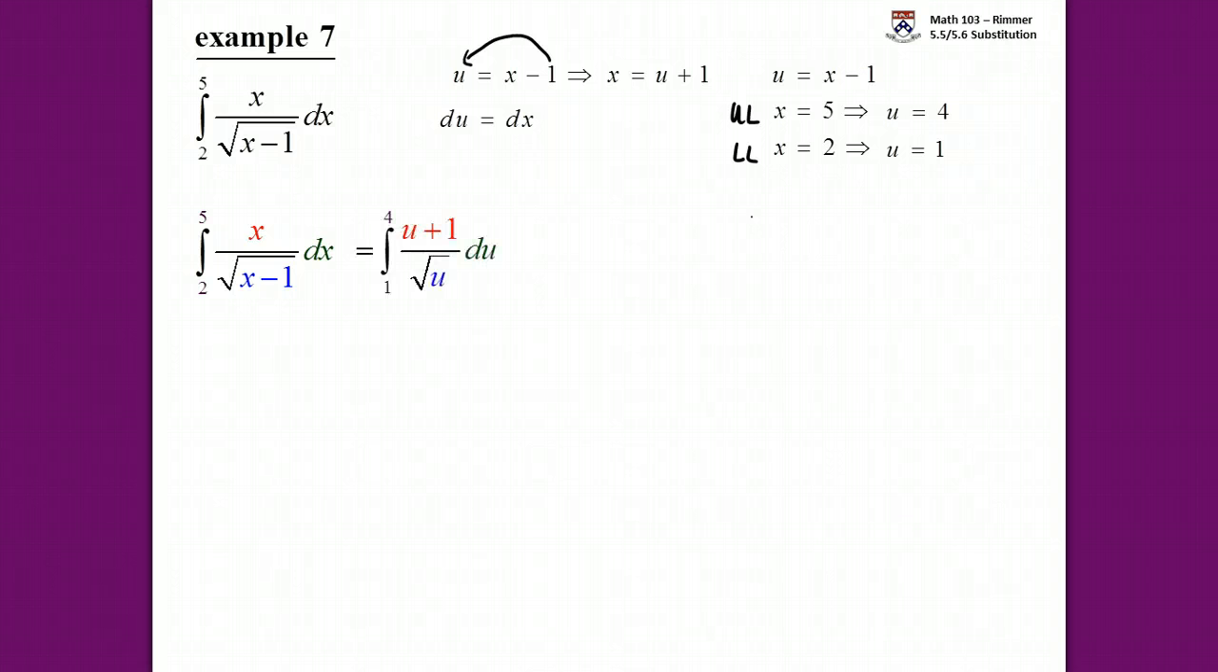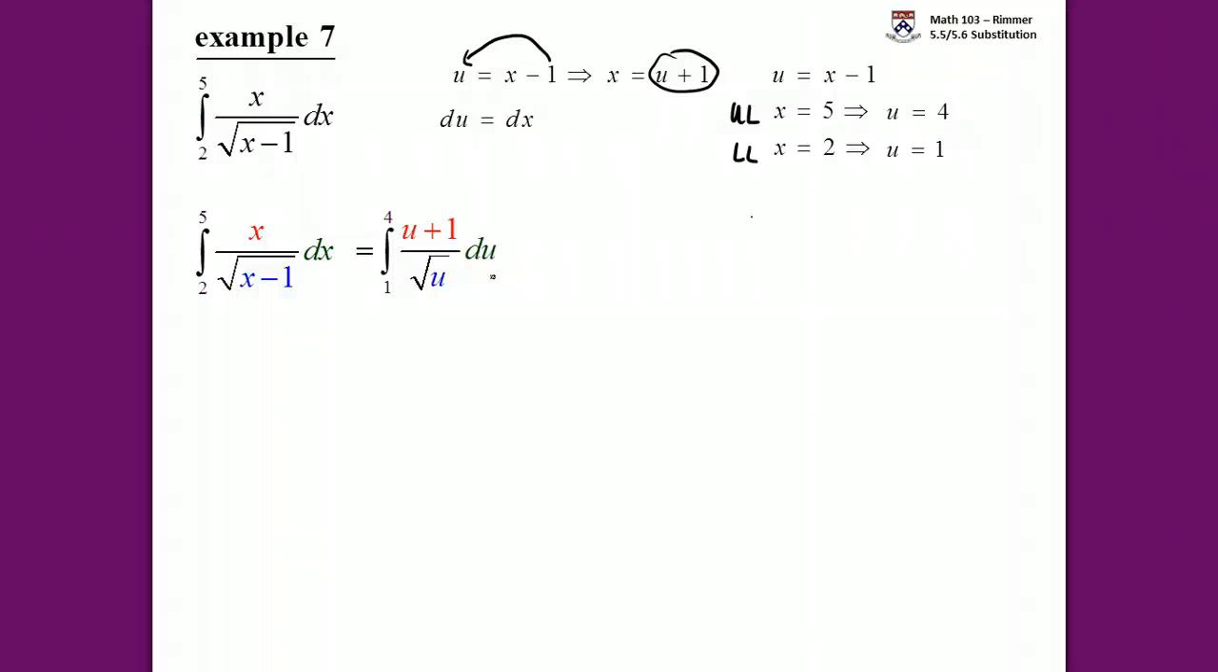So here's your new integral. You're going from 1 to 4. Your numerator is u plus 1. That's what x is. Your denominator is the root of u from your substitution. Dx is du. So how did that get better? Why is this more desirable than what we had before?